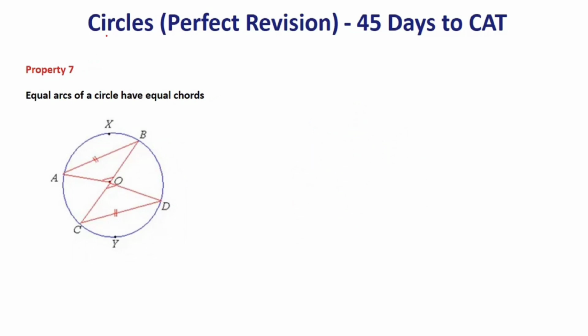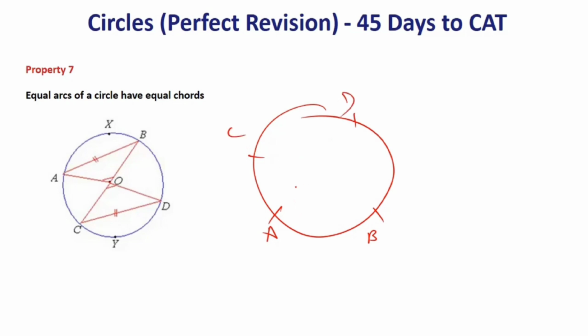Equal arcs have equal chords. Let's say I have two arcs here, AB, and another arc CD. Arc AB corresponds to chord AB and arc CD corresponds to chord CD. If these arcs are equal, the chords will also be equal, and vice versa.